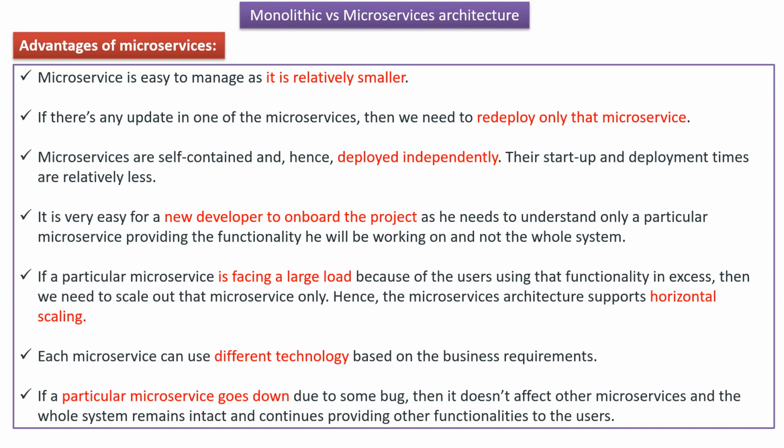If a particular microservice is facing a large load because users are using the functionality in excess, then we need to scale out that particular microservice only. Hence, the microservice architecture supports horizontal scaling. Each microservice can use different technology based on the business requirements. If a particular microservice goes down due to some bug, then it does not affect other microservices and the whole system remains intact and continues providing other functionalities to the users.